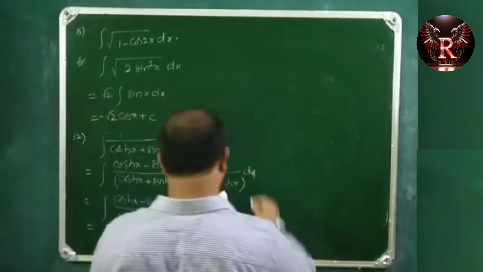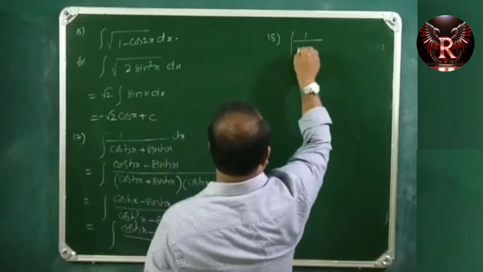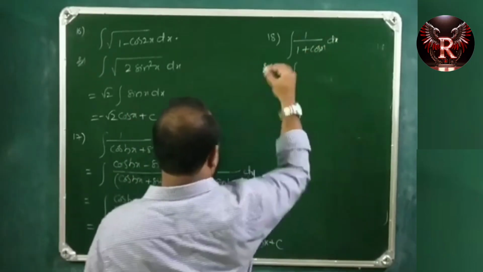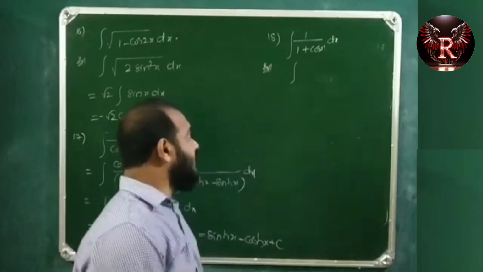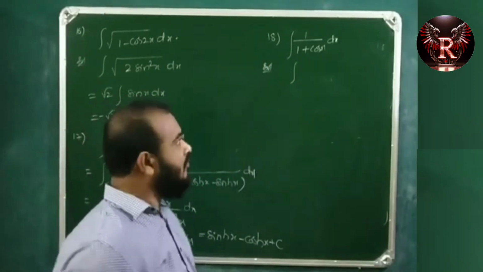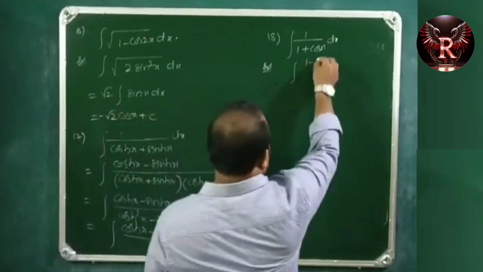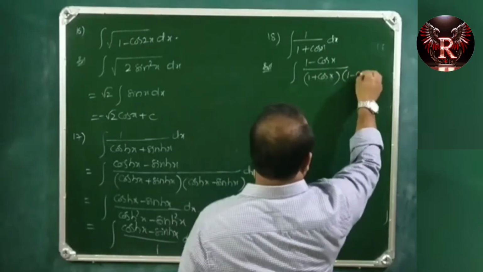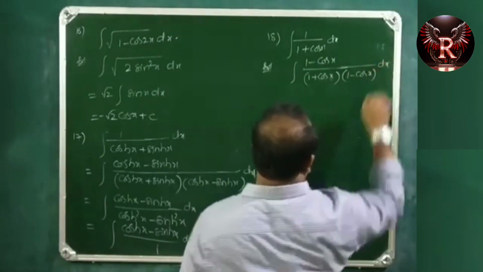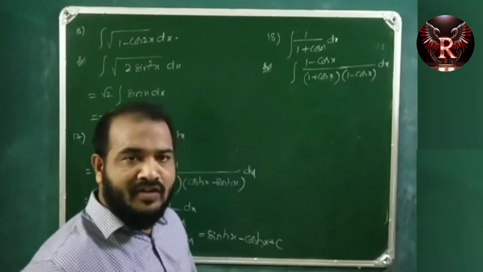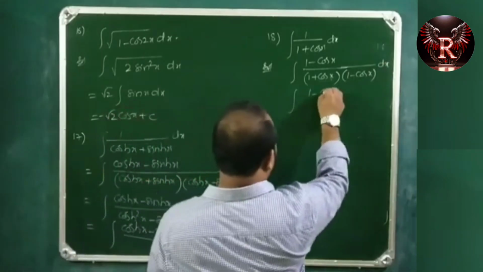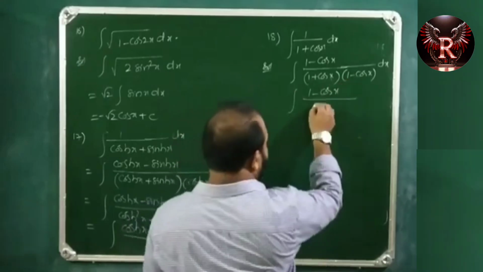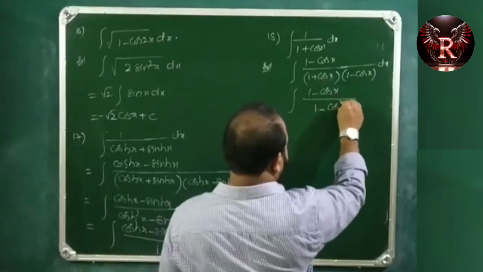The next question is integral 1 by 1 plus cos x dx. So this is equal to, let us multiply and divide by 1 minus cos x. So 1 minus cos x by 1 plus cos x into 1 minus cos x dx. Multiplying and dividing by 1 minus cos x. So this is 1 minus cos x by a plus b into a minus b, a square minus b square. So 1 square is 1, minus cos square x dx.